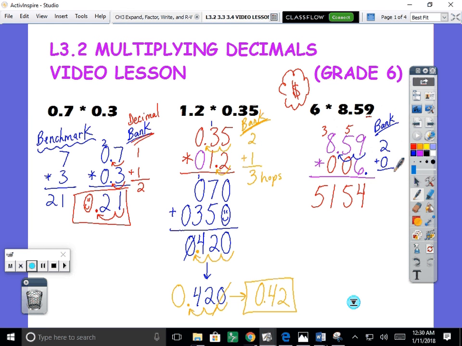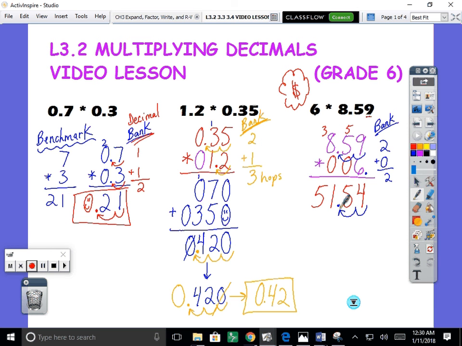So let's total up our bank. How many place values or hops will we make in our answer? 2 plus 0 is 2. We need 2 total jumps. So remember, where do we start? Do we start from the front, from the middle, from the back? Where do we go? Well, we always start like it's a whole number, and we change it to a decimal by hopping a total number of jumps. So in this case, 2. 1, 2. Our new decimal home is sitting here.